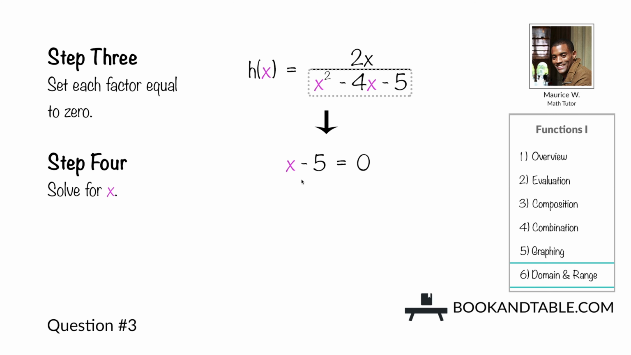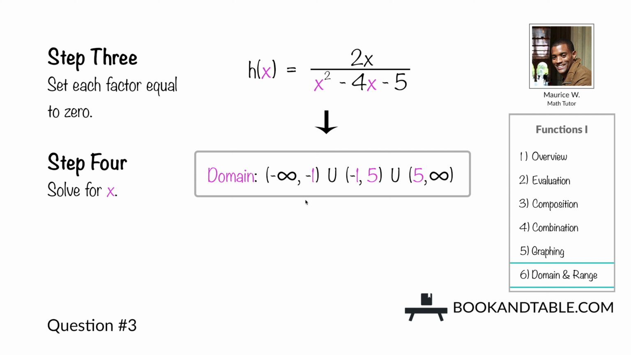This second factor, x minus 5, is equal to 0. We add 5 to both sides, showing us that we want to avoid x is equal to 5, because that would make the second factor equal to 0. So the domain for h of x, the first interval is from -∞ to -1. The second interval is from -1 to 5. And the third interval is from 5 to infinity. Parentheses around the numbers, since they are not included.